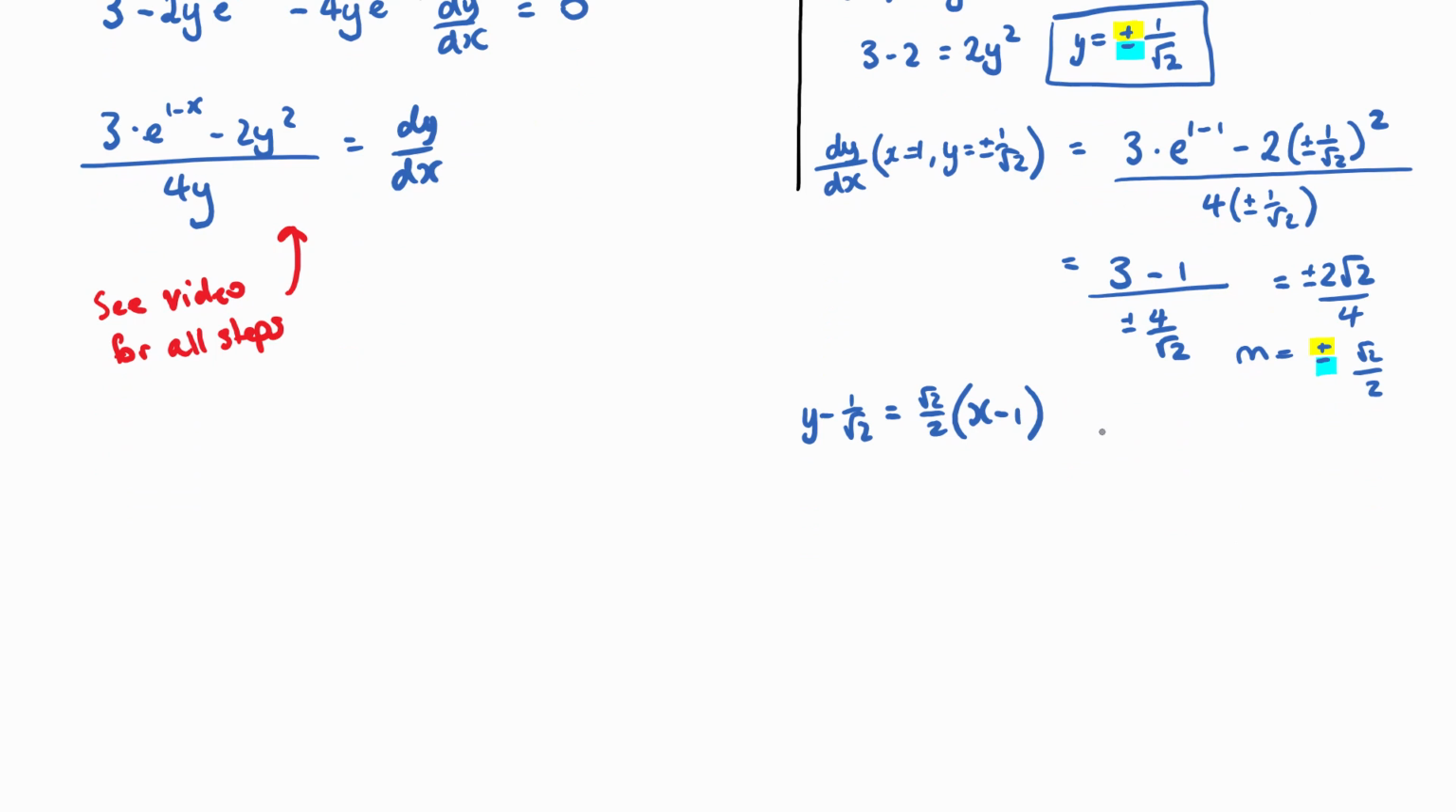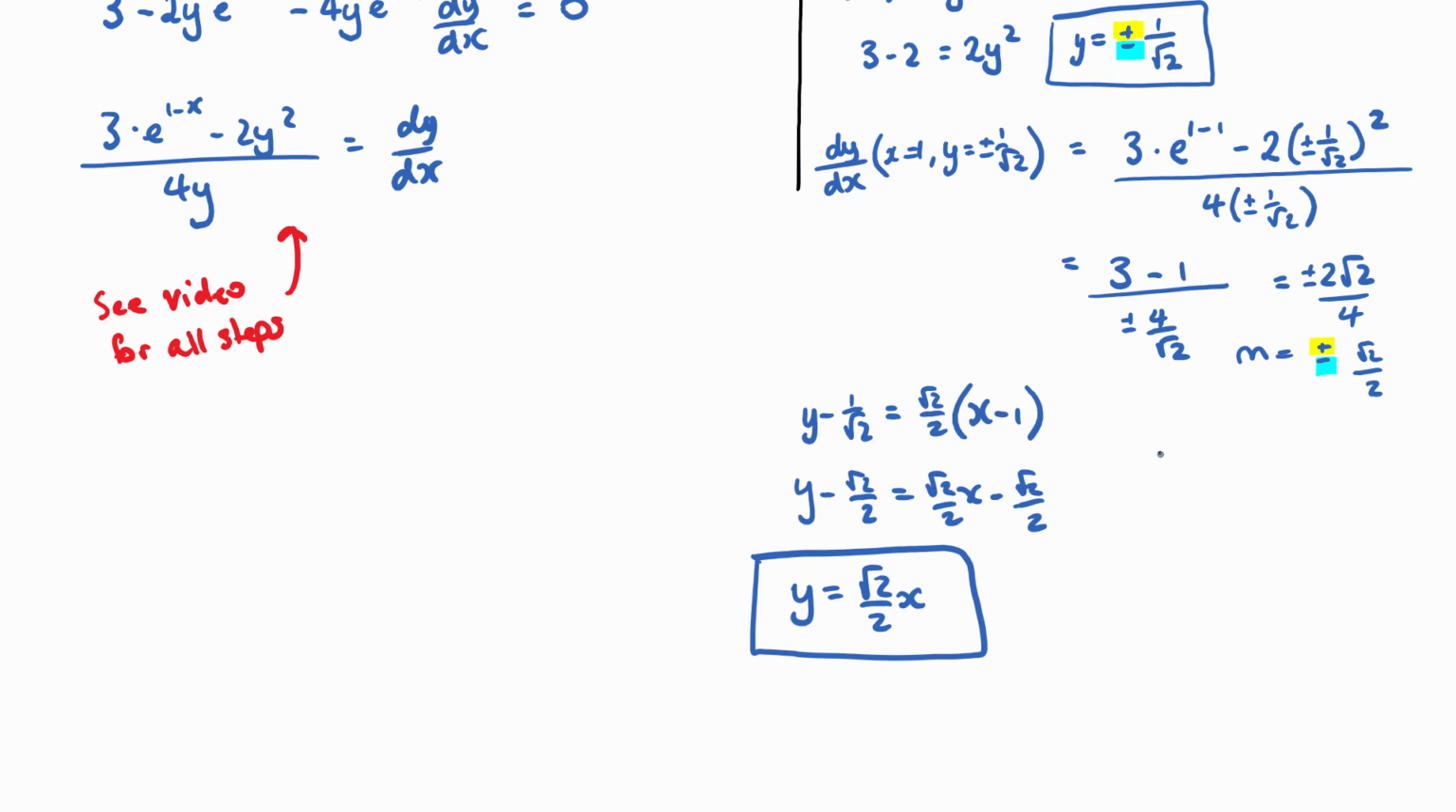So that's one of our tangents. So we're going to have y minus 1 on root 2. Now 1 on root 2 is actually the same as root 2 on 2 if you times top and bottom. So I'm actually going to do that now. y minus root 2 on 2 will equal root 2 on 2 x minus root 2 on 2. And then if I add the root 2 on 2 over, this will actually disappear. So y will equal root 2 on 2 x.